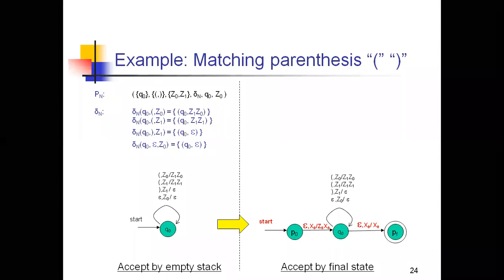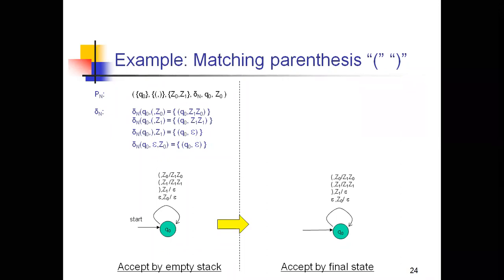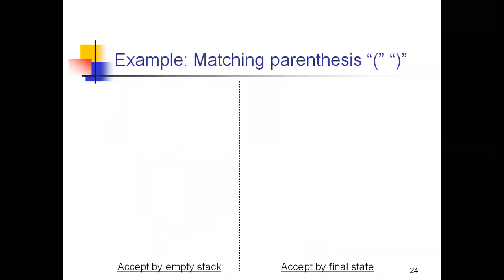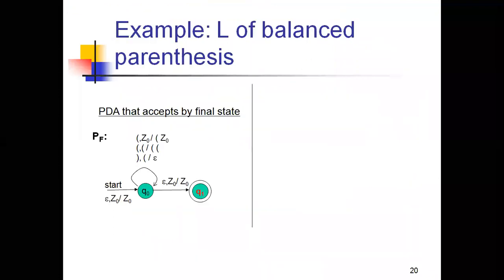In this class I explained the two most important constructions: one converting a final state PDA to an empty stack PDA, and another converting an empty stack PDA to a final state PDA. As well as I made you understand how to do acceptance by empty stack and acceptance by final state. I explained this concept with two examples, one with the language of string reversal, and another with the language of balanced parentheses, matching parentheses, same thing, right? These are the concepts that I covered in this class. I think you all understood today's class.